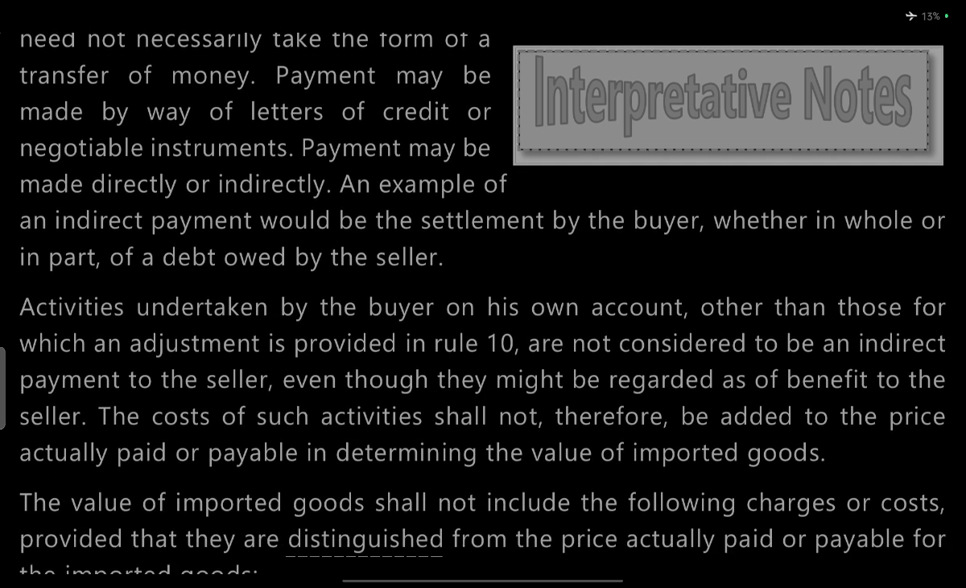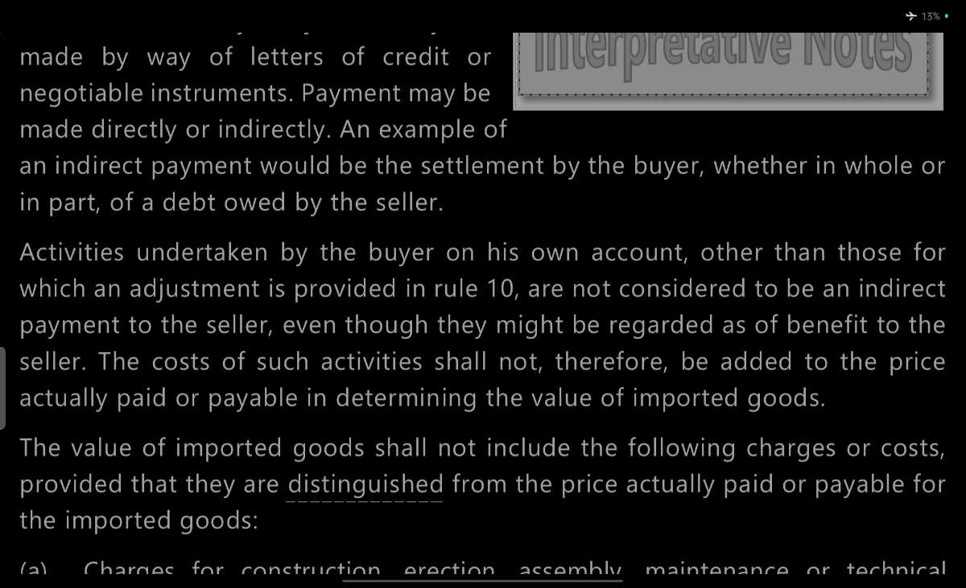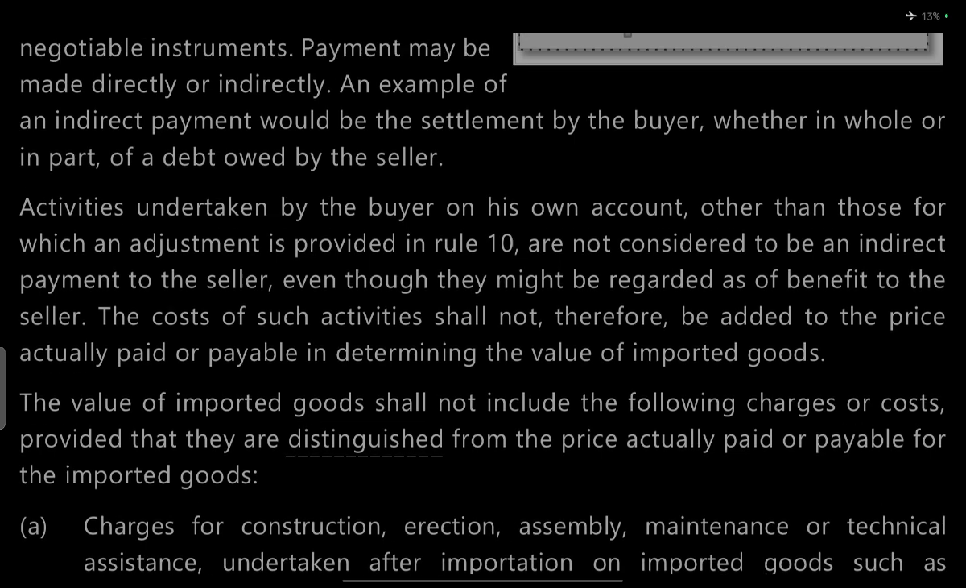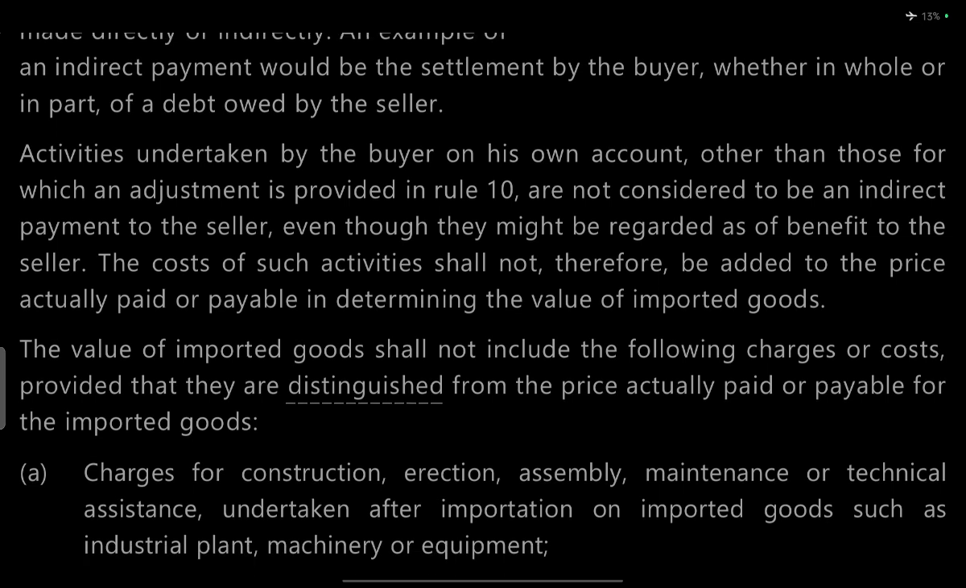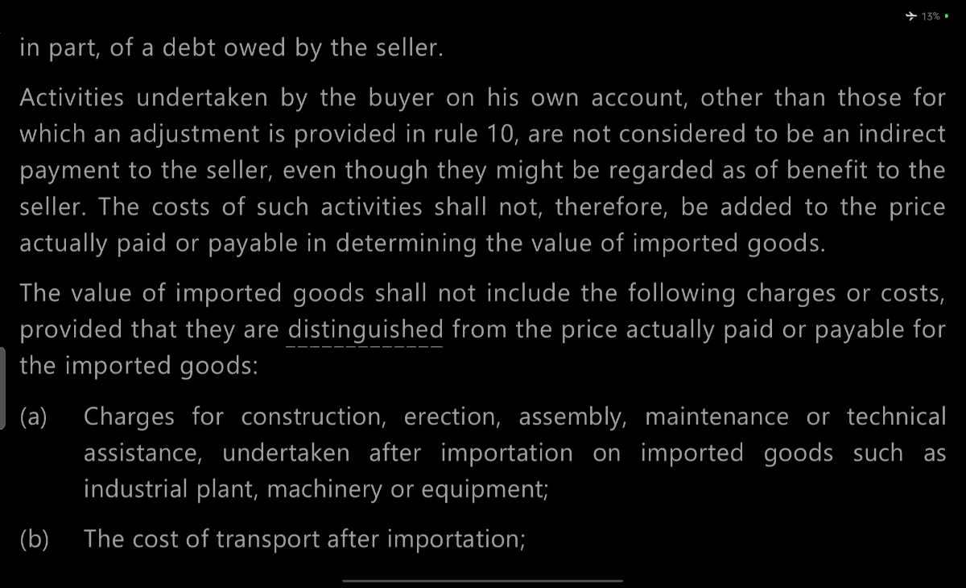For example, an indirect payment may be the settlement by the buyer, whether wholly or in part, of a debt owed by the seller. The activities undertaken by the buyer on his own account, other than those for which an adjustment is provided in Rule 10, are not considered to be an indirect payment to the seller, even though they might be regarded as of benefit to the seller. The cost of such activity shall not therefore be added to the price actually paid or payable in determining the value of imported goods.